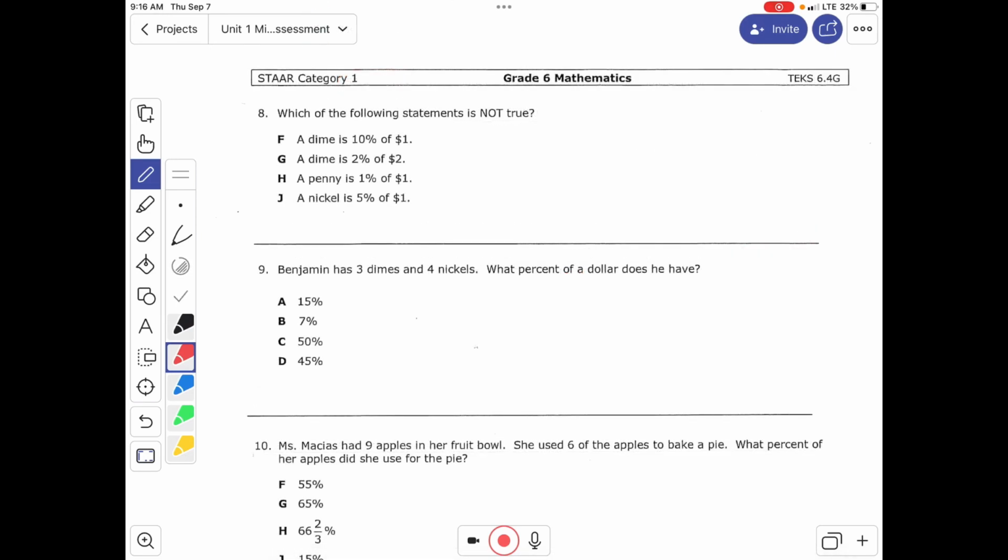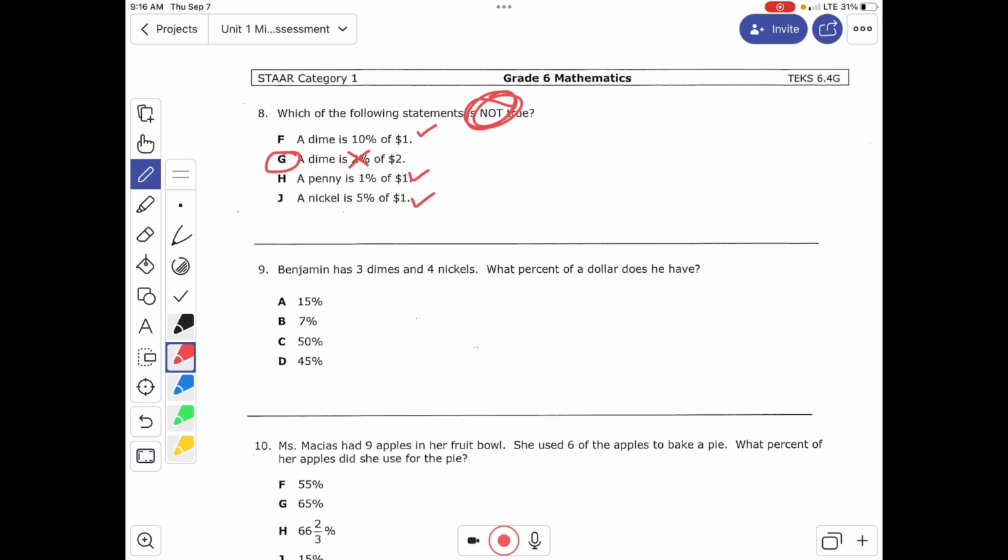Number 8, which of the following statements is not true? A dime is 10% of a dollar. Is a dime 10%? Yeah, it's 10 cents. Is a dime 2%? No, it's 10. A penny is 1%. A penny is 1. A nickel is 5%. How much is a nickel worth? 5 cents. So G is the not. G is the not.